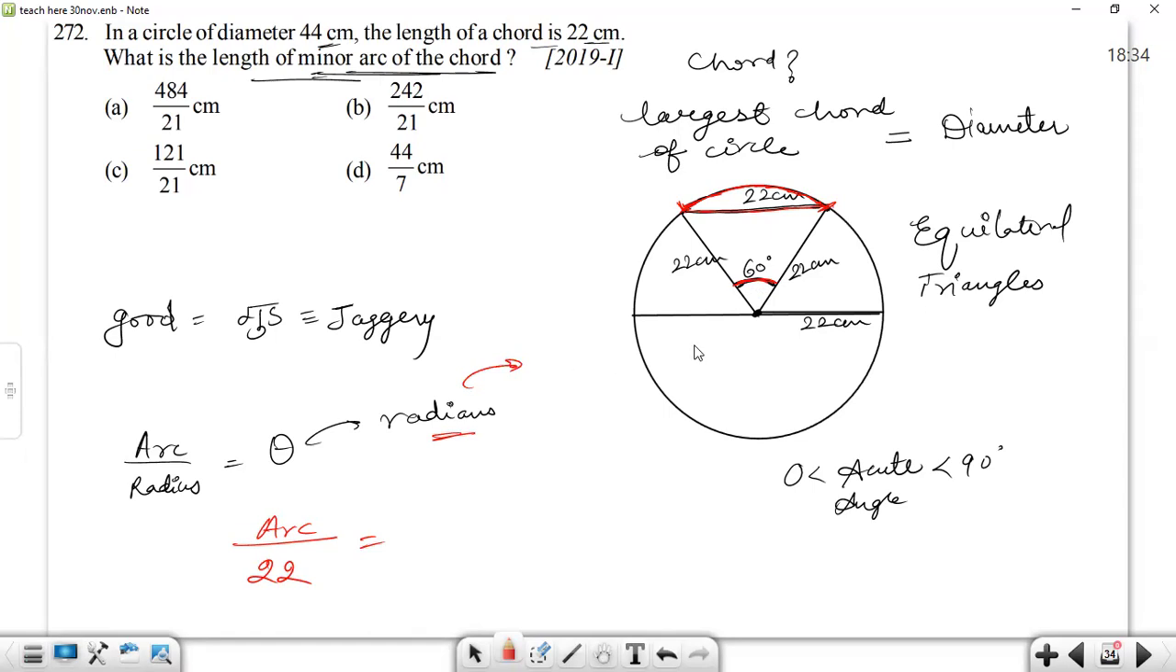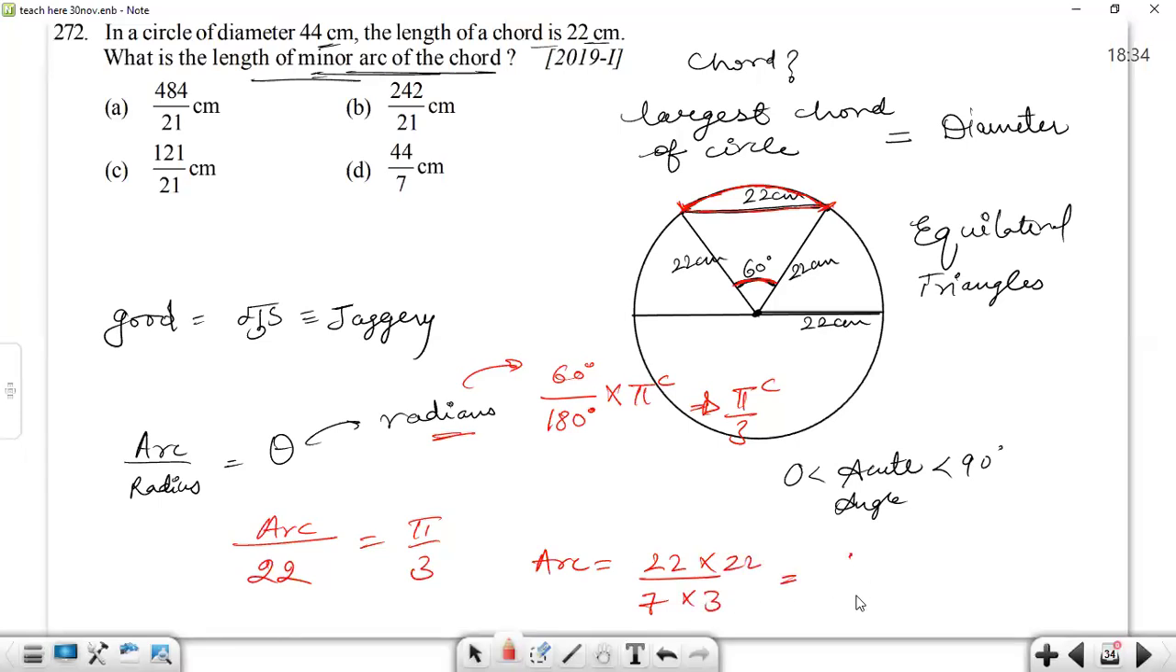If we have to write 60 degrees in radians, we'll simply do one thing. We will divide it by 180 degrees, so the degree angle unit is cancelled, and multiply it by pi radians. So this will become pi by 3 radians. Now the arc length is pi, which is 22 by 7 approximately, multiplied by 22 divided by 3.